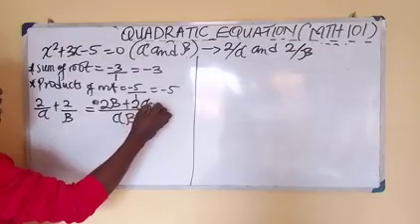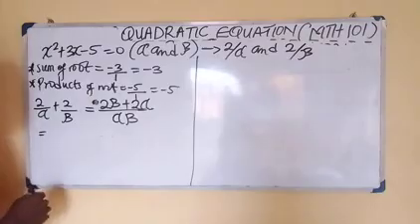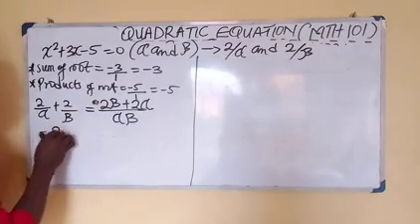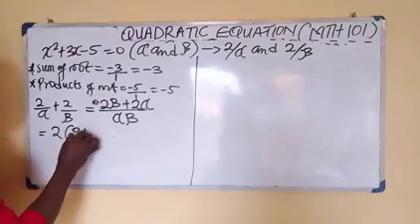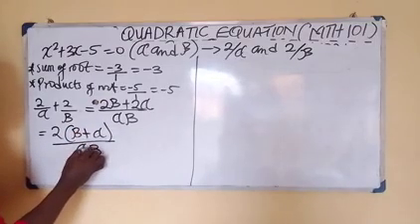Alright. So if I should factorize, I'll be having 2 open brackets, beta plus alpha, over alpha times beta.